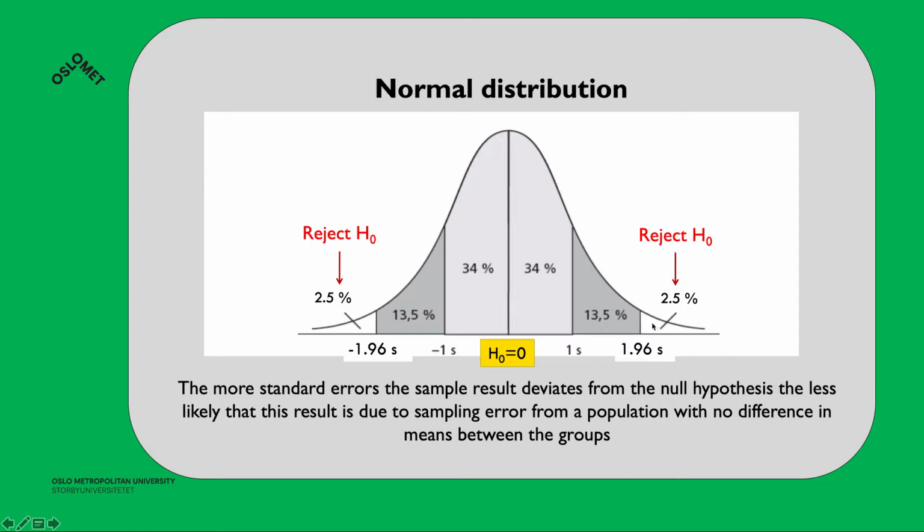So we say that, okay, if we end up in this area or this area, we find it very unlikely that H0 is true, that there is no difference between the groups. We think that, well, probably it's very likely, 95% or more likely, that there is actually a difference between the groups.